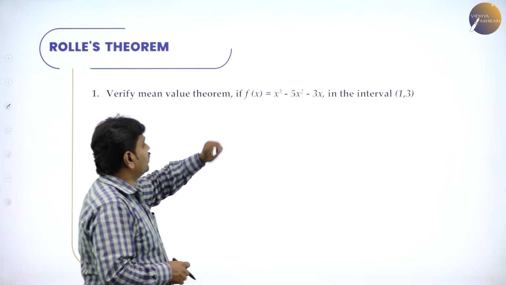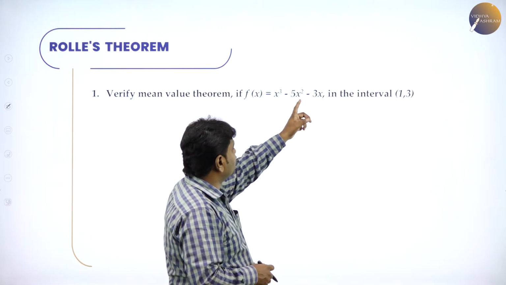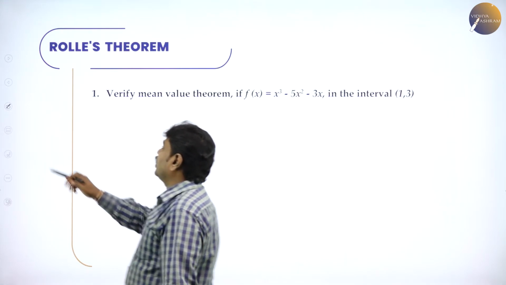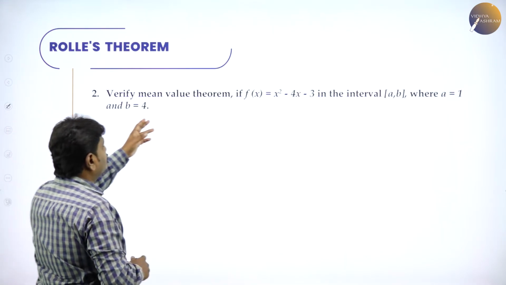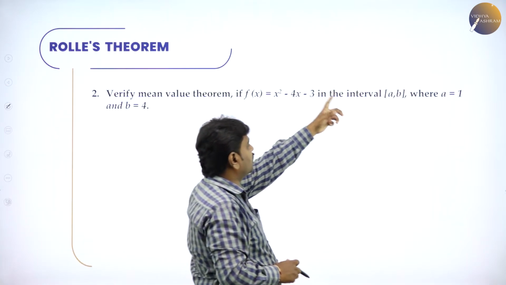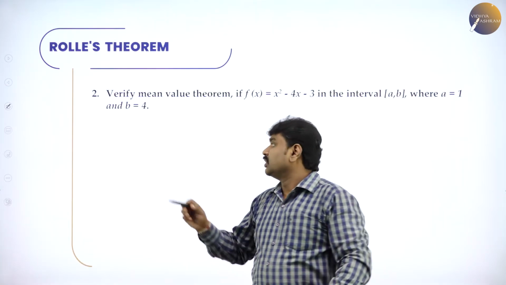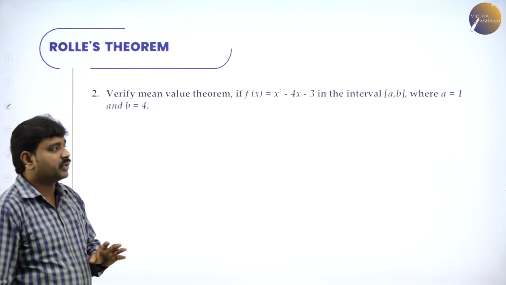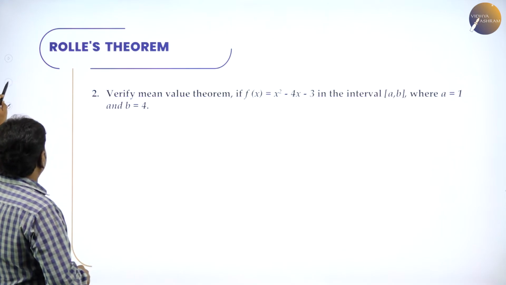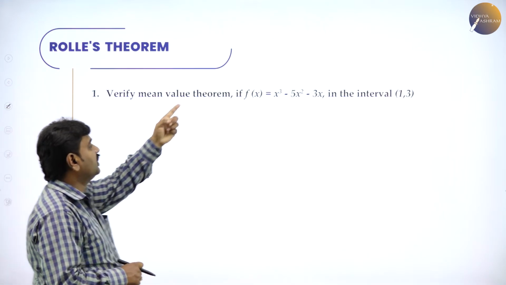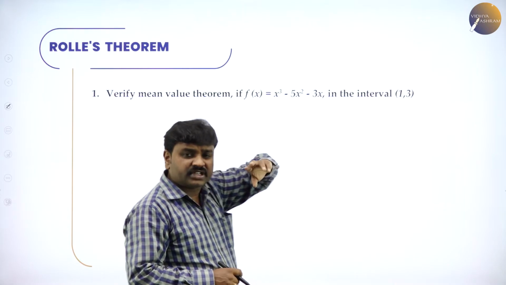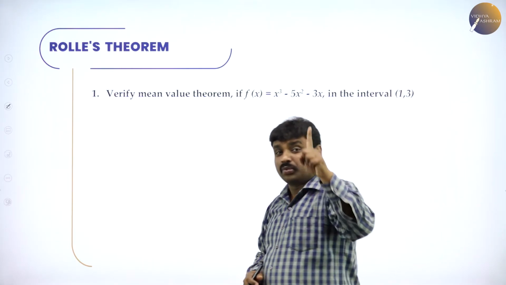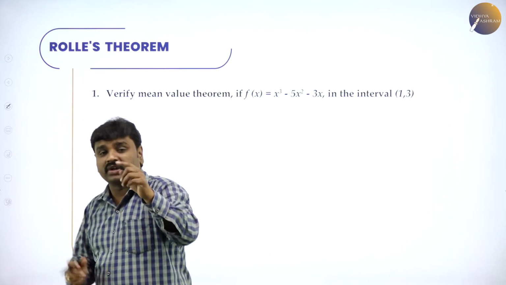Verify the mean value theorem if f of x is x cube minus 5x square minus 3x in the interval 1, 3. This is one question. And we have another question: verify the mean value theorem for x square minus 4x minus 3 in the interval a equal to 1 and b equal to 4. Two problems are there. First we'll start with the simple problem, both are equally important. This is degree 3. When you differentiate, it will become degree 2. Degree 2 will give you 2 roots. In that we have to pick the root, or we have to get at least one root in the interval.